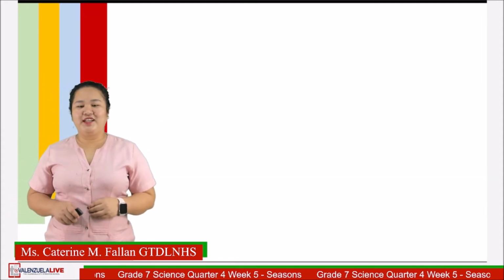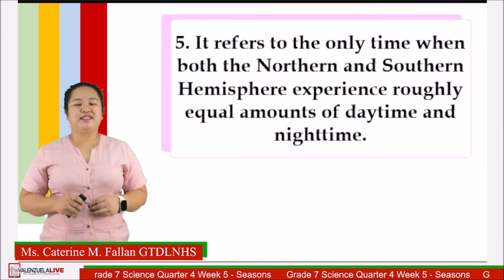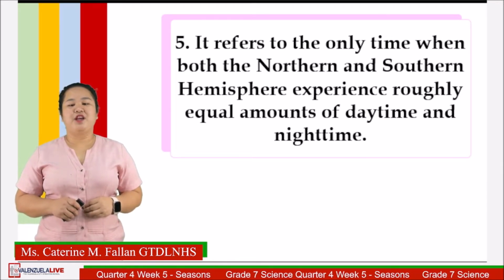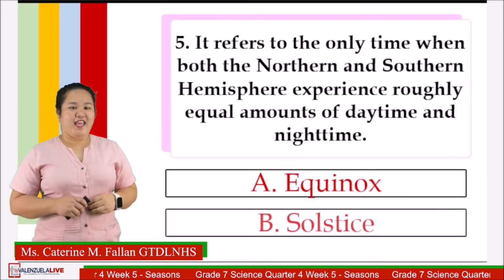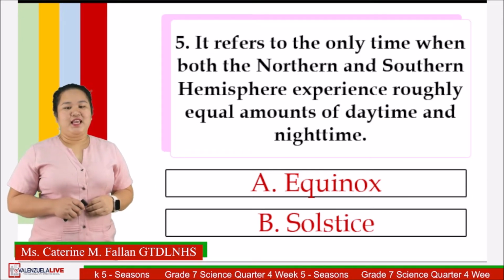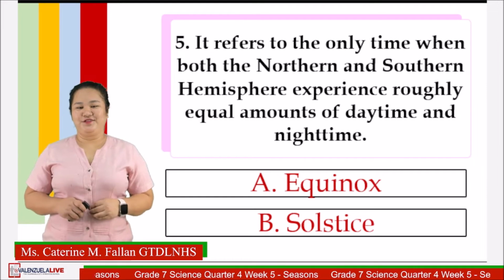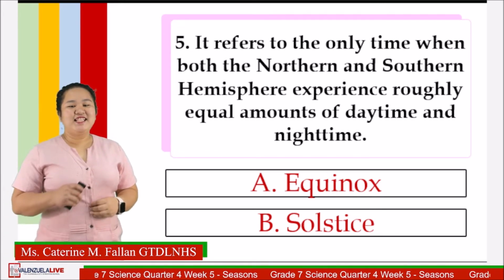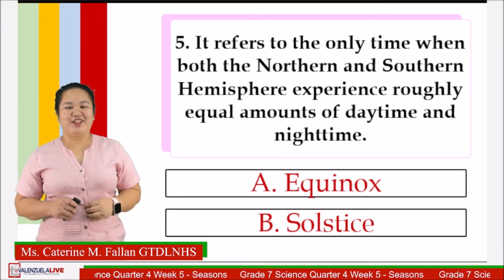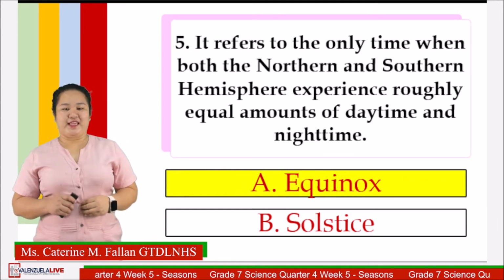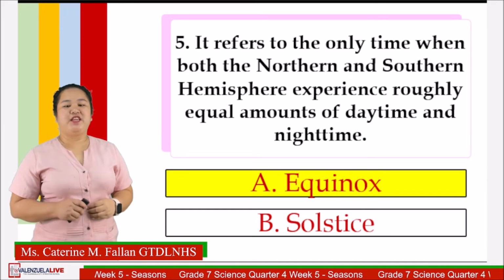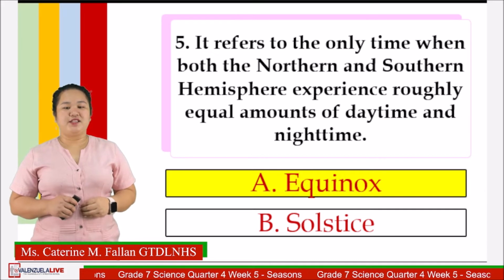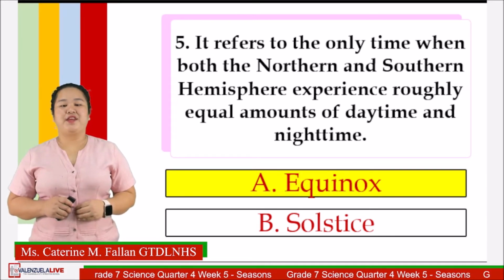And for our last question, it refers to the only time when both the northern and southern hemispheres experience roughly equal amounts of daytime and nighttime. A. Equinox. B. Solstice. Use the comment section to type in your answer. Let us now reveal the correct answer. The answer is letter A, equinox. On 2 days a year, both hemispheres receive equal hours of day and night. That is called equinox. While the solstice is when the sun is at its greatest distance from the equator.